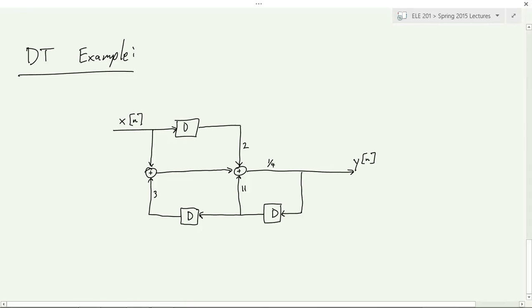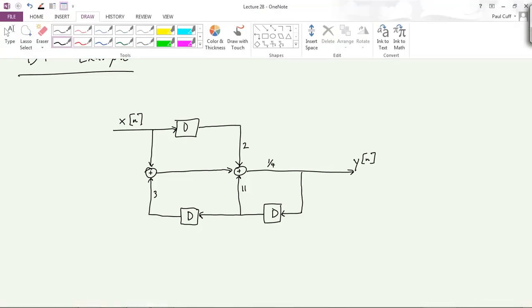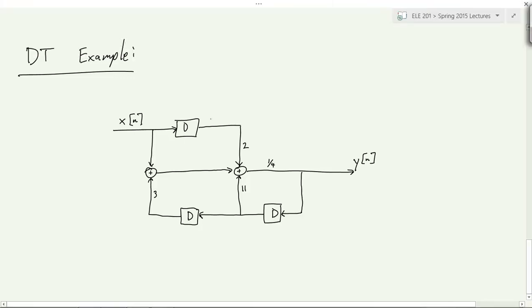Okay, now I could do the same exercise. I could follow through each thing here. I could say, well, I know what this signal is. This is x of n minus 1, okay, because of the delay. And this down here will be, and that means this is y of n minus 1. This is y of n minus 2. This here is going to be x of n plus 3 y of n minus 2.